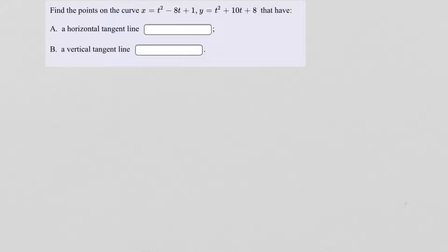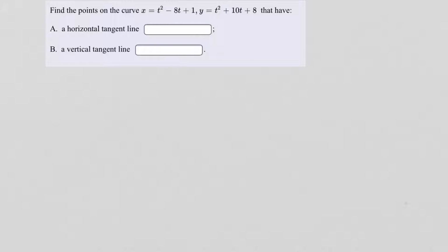We are looking at the calculus of parametric curves. Specifically, in this problem, we are asked to find the points on the curve x equals t squared minus 8t plus 1, y equals t squared plus 10t plus 8, that have the following: a, a horizontal tangent line, and b, a vertical tangent line.